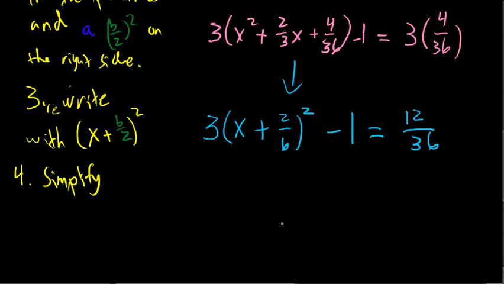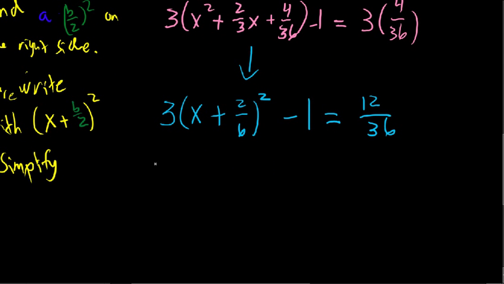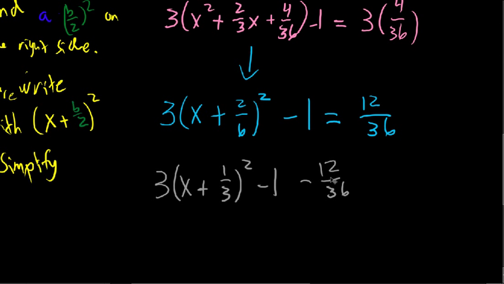Let's do a nice gray. So let's see, do we want it to equal 0? I guess we do, because we're going to be solving it. So 3 times x plus 1/3 squared, minus 1 minus 12 over 36. Or actually, 12 over 36 is just 1/3, right? So it's pretty simple.